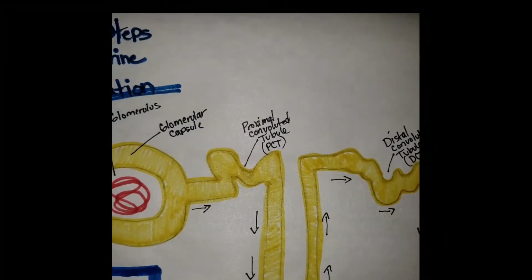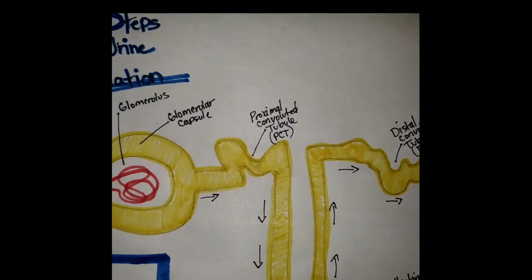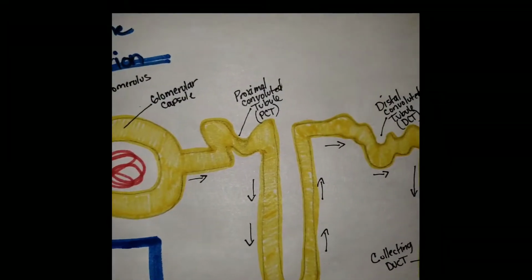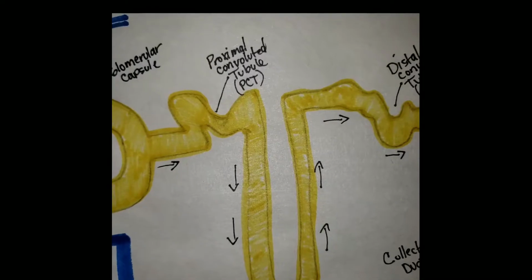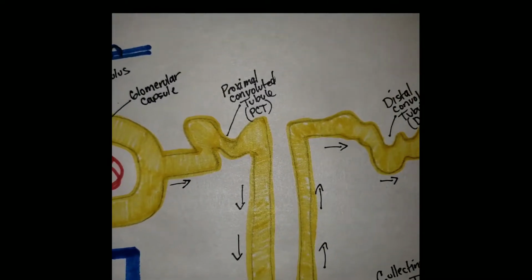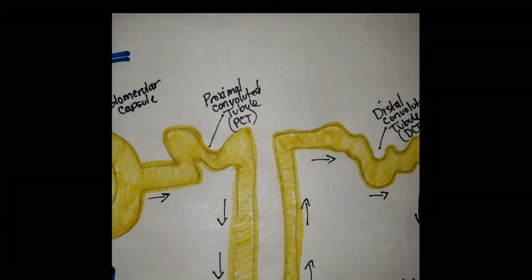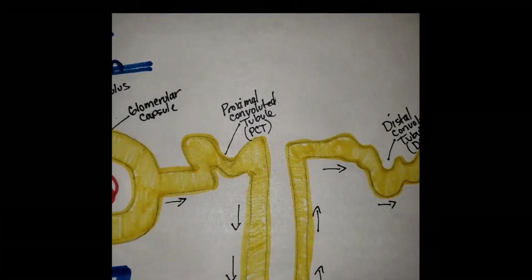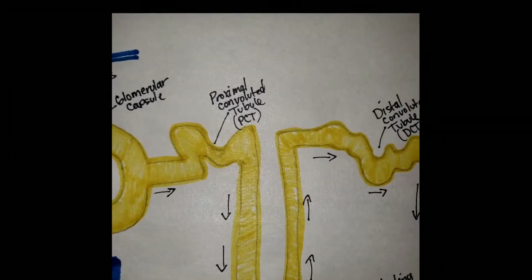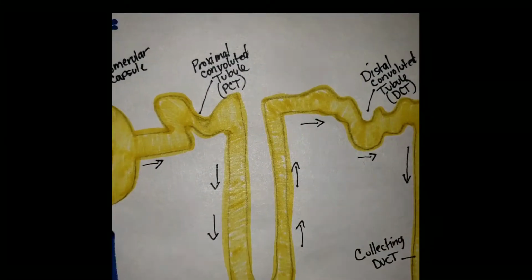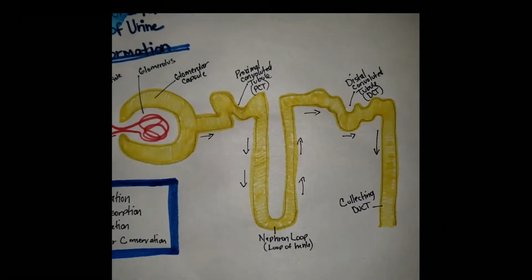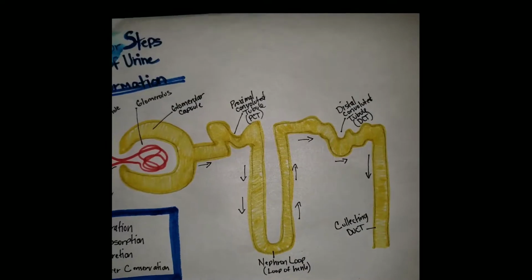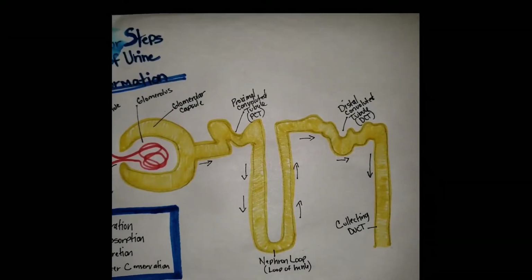Reabsorption is also done by the peritubular capillaries. So again, it's going to be wrapped around this whole portion of the nephron. And it helps with the reabsorption at the PCT. So it's going to reabsorb like glucose, sodium, potassium. It's going to work its way down the nephron loop, which is a part of where the secretion will occur.